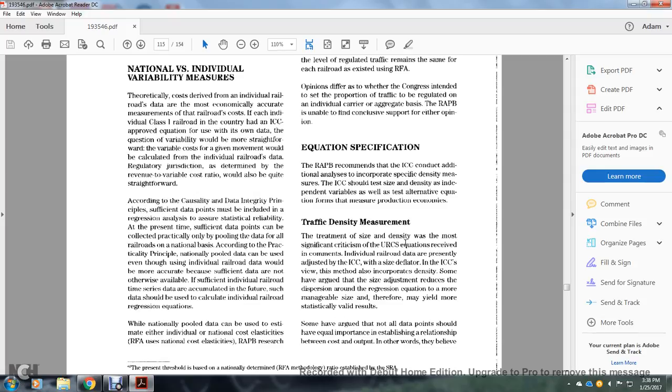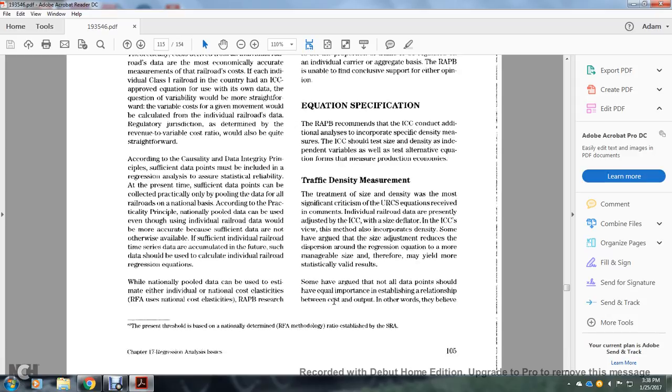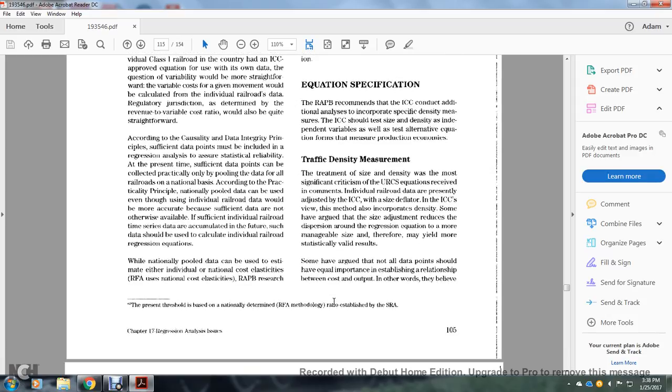Traffic density. The treatment of size and density was the most significant criticism of the Uniform Railroad Costing System equations received in comments. Individual railroad data are presently adjusted by the Interstate Commerce Commission using size as a deflator. Some have argued that the size adjustment reduces the dispersion around the regression equation for the more manageable size, and therefore may yield more statistically valid results.